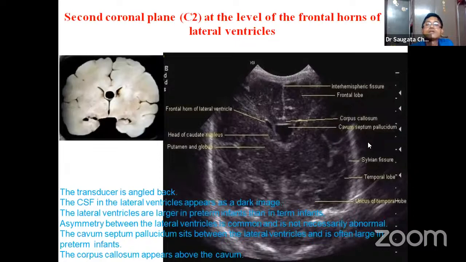You can see the frontal horn of the lateral ventricle, cavum septum pellucidum, corpus callosum, and interhemispheric fissure. This is the Sylvian fissure and the temporal lobe.